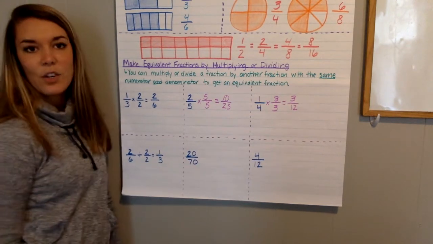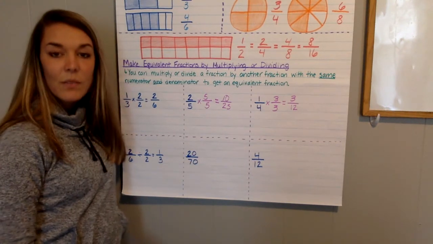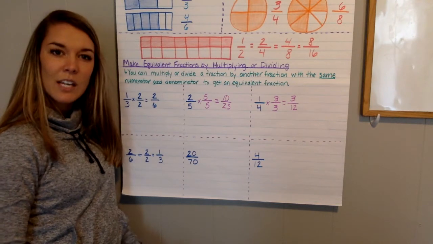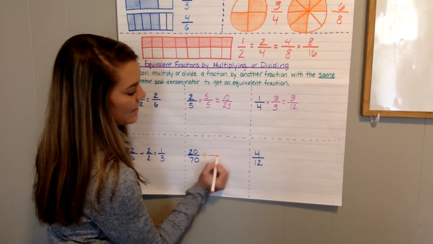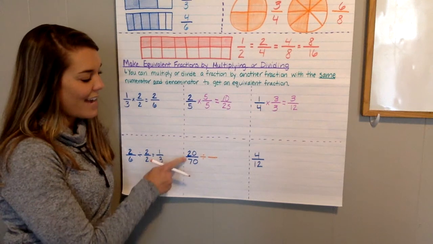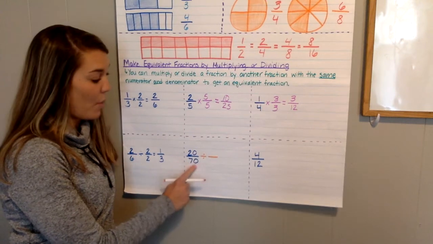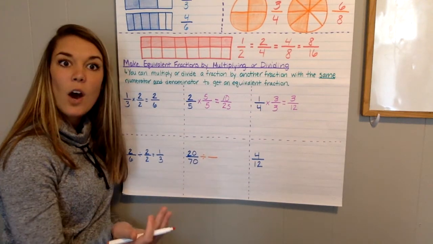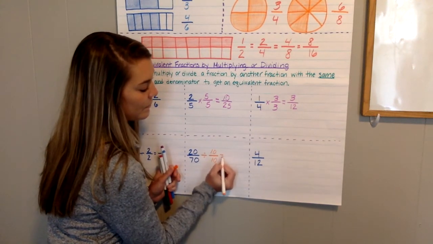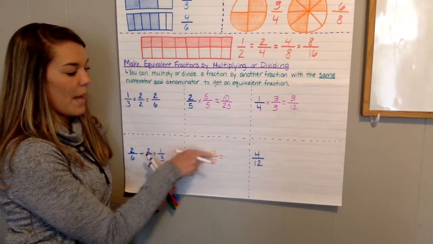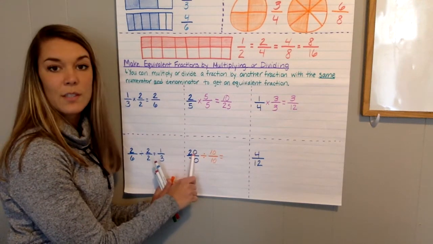All right, I'm giving you a little bit of a crazy one because I want to show you how it's actually really easy. 20/70. Well, we need to find an equivalent fraction to that using division. So I'm dividing it by something with the same numerator and denominator. I notice both of these are multiples of 10. I know that because they both end in a 0, right? So I know 10 can go into both these numbers. Okay, let's try 10/10. So 20 divided by 10.